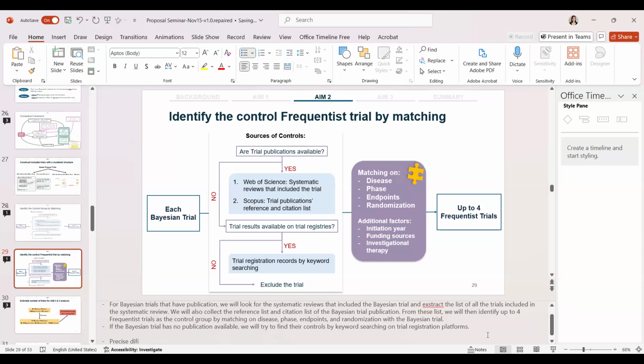Yes. Up to 4. I doubt there will be that many. I would be very happy if I can find one, but if there are a lot, then it will help me increase the sample size of the analysis.